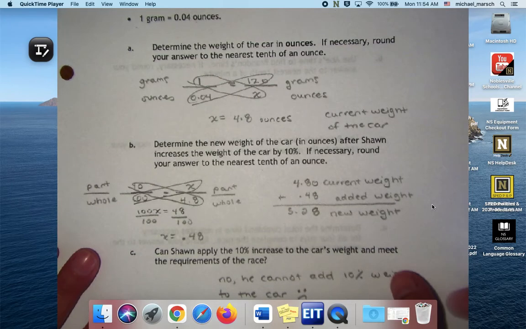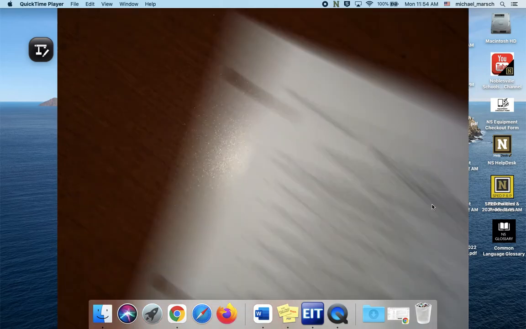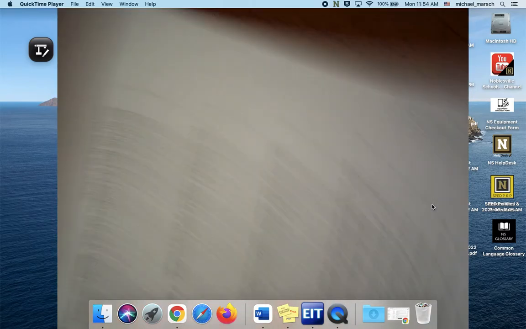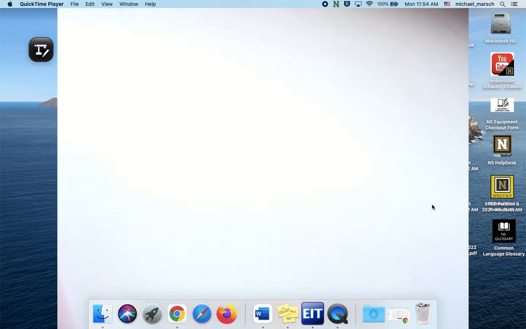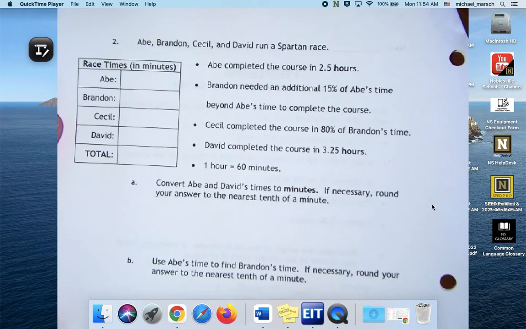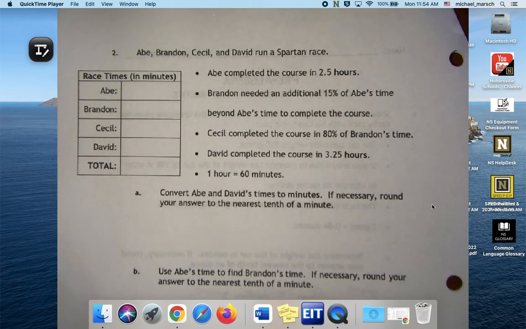Okay, let's move on to our next scenario. We have a Spartan race. You guys know what a Spartan race is? It's kind of like a really intense obstacle course for people who work out a lot, are in shape, and have nothing better to do on the weekends than crawl around in mud and climb walls. That would be so fun. It's not for me, but people do like it.